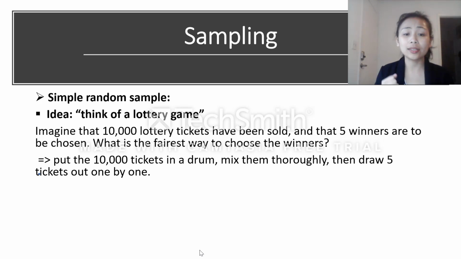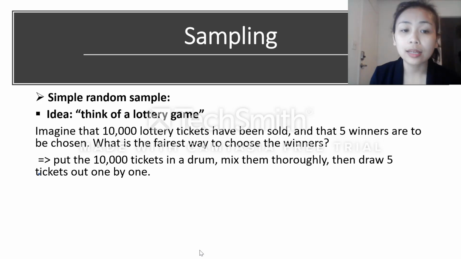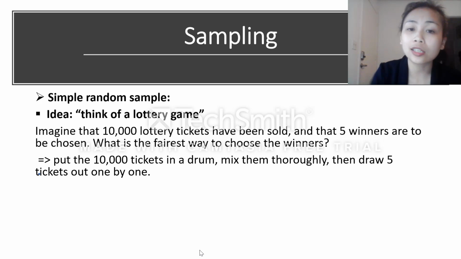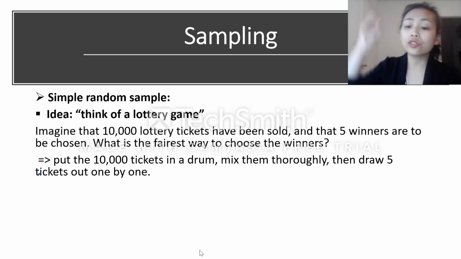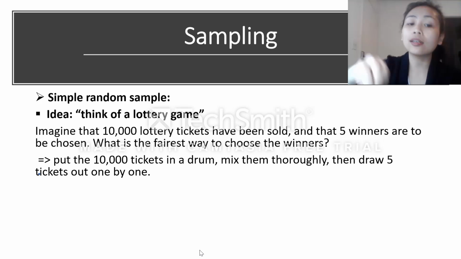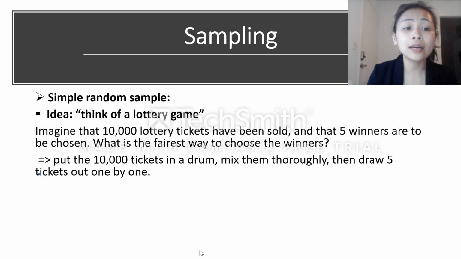So the best way to collect five winners that guarantees randomness is to put the 10,000 tickets in a drum, mix them thoroughly, and then withdraw five tickets randomly one by one. Like first you withdraw one, and then you withdraw the second one, the next one, and the next one. So that's how you make up a simple random sample.